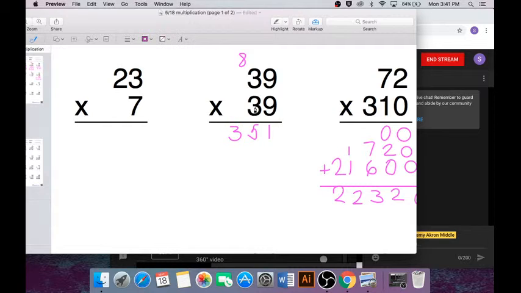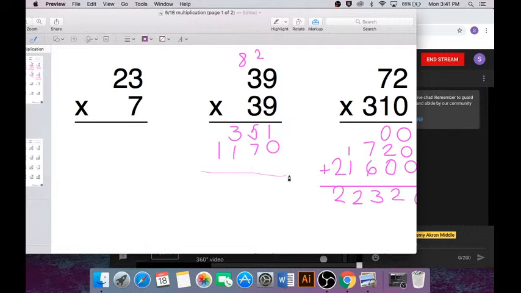Okay. We move over to the 3. We're going to put a 0 to hold our place. 3 times 9 is 27. And the 7, carry the 2. 3 times 3 is 9, plus 2 is 11.